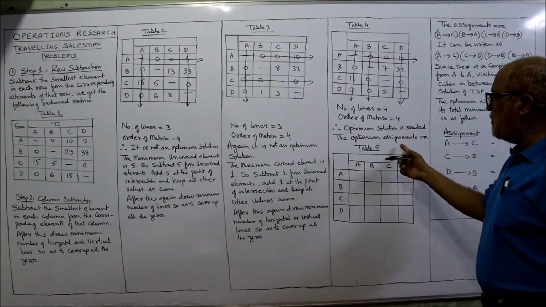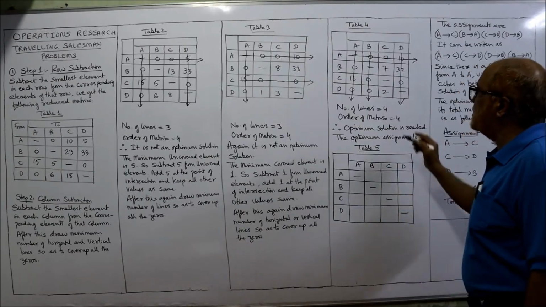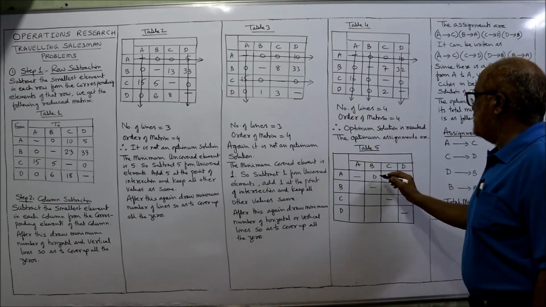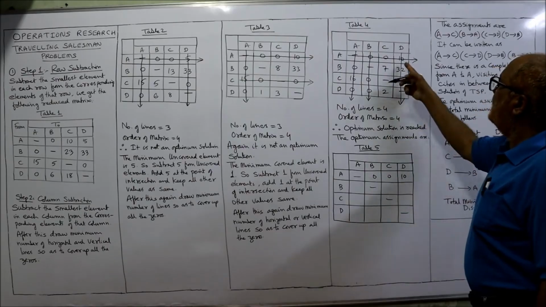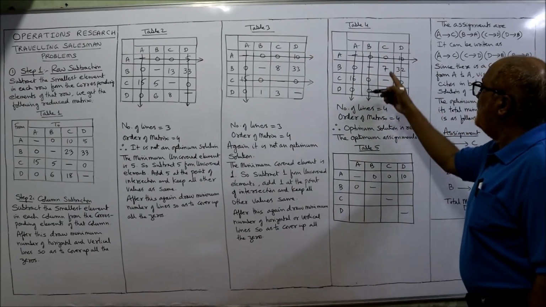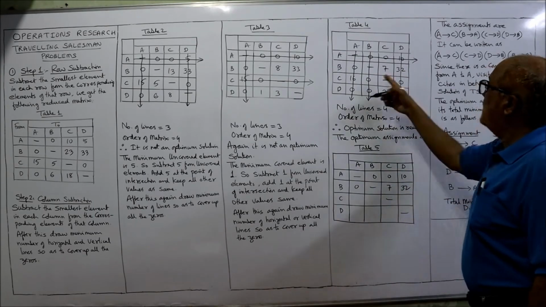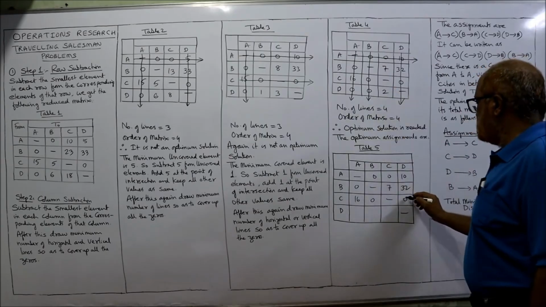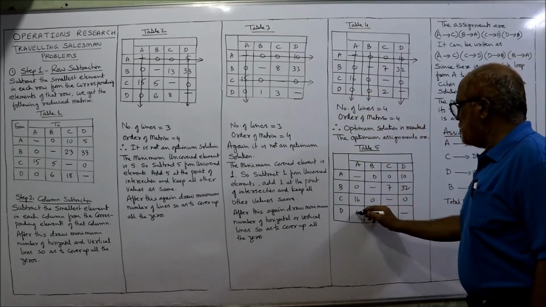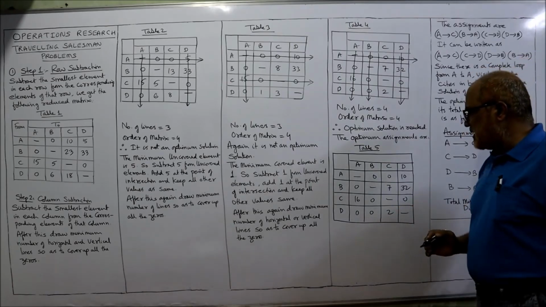So for optimum assignments, take the same values, dash, dash, dash, dash. 0, 0, then 10, then 0, here 7, then here 32, then here 16, 0, dash, 0, then 0, 0, 2. That's all. Now we have to give the assignment.